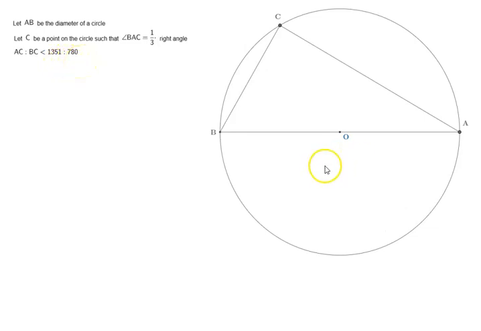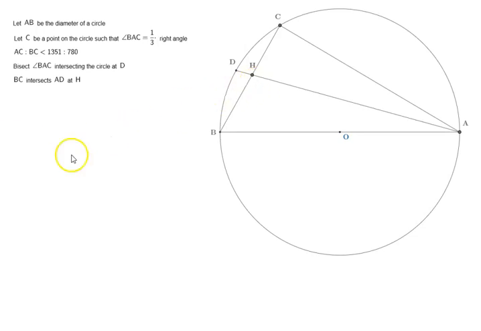So here again he has taken one of the sides as √3, the other as 1, and the hypotenuse becomes 2. And he has taken this ratio in such a way that AC is to BC is less than this ratio. Bisect the angle BAC intersecting the circle at D. BC intersects AD at H. So let's mark the point of intersection as H.